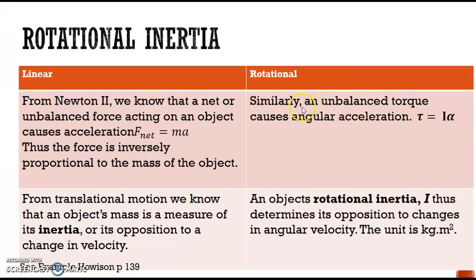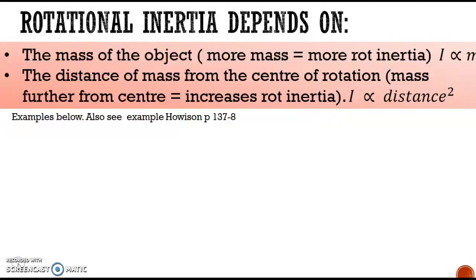So rotational inertia is similar. An unbalanced torque causes angular acceleration, so T equals I times alpha, and normally this would be F equals ma. Now it's torque equals I, which is rotational inertia, times alpha. And an object's rotational inertia I determines its opposition to changes in angular velocity, and the unit is kilogram meter squared. So rotational inertia is similar to the mass of an object.